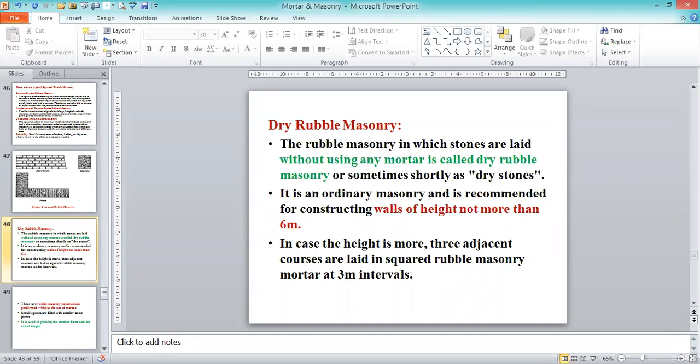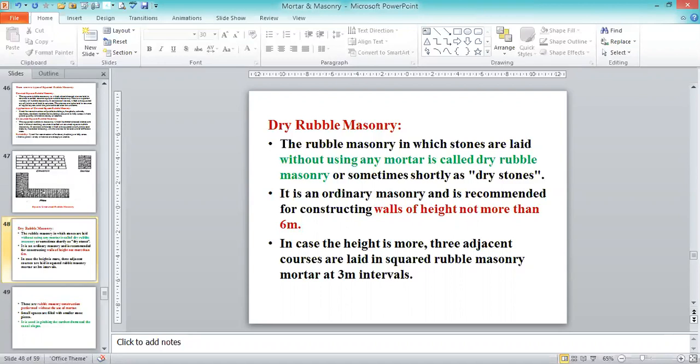The rubble masonry in which stones are laid without using any mortar is called dry rubble masonry, or sometimes simply dry stones. We keep all the stones in different directions, and we make the construction complete side by side. We have to place them and press them. That is what we call dry rubble masonry.